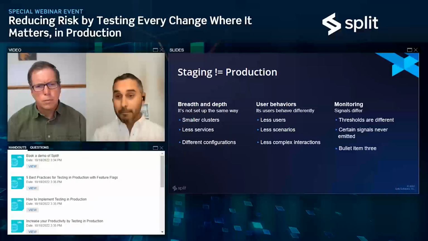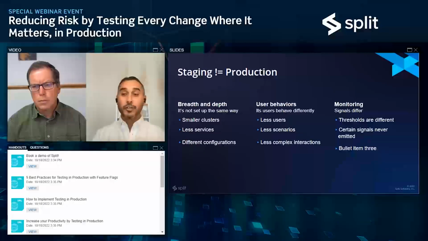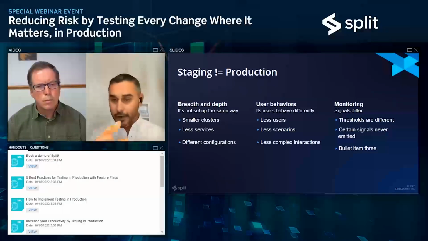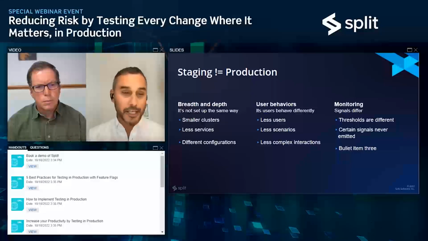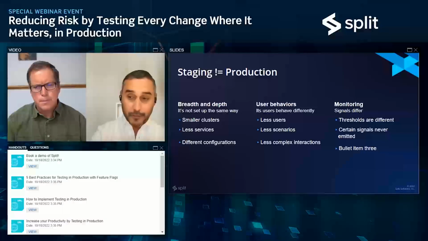Lastly, monitoring. Monitoring is very different in your staging environment. Your signals differ. Your thresholds for what might issue an alert will be different in staging than in production. Because of the way you're able to load and test and hit staging, certain signals will never even be emitted, so your alerts will never even fire. And sorry, there's an item there that was supposed to be deleted. So these are all the ways why staging is not like production.